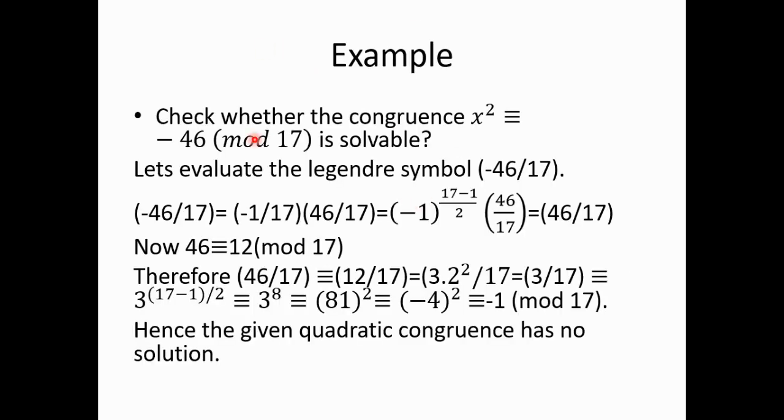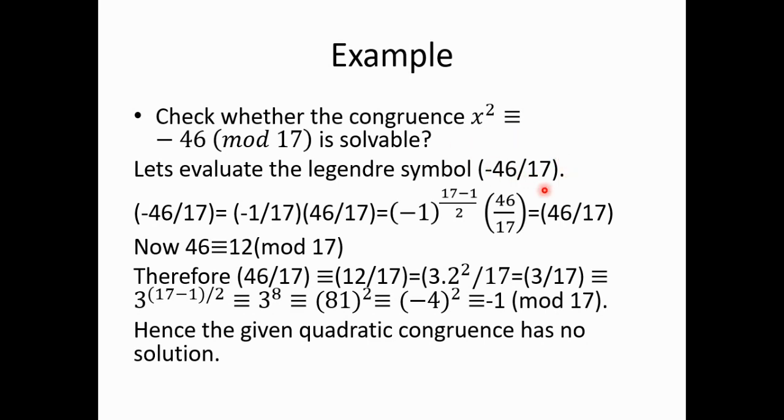Now let us see this example. We have to check whether the congruence x square congruent to minus 46 modulo 17 is solvable or not. So x square congruent to minus 46 modulo 17. That means the Legendre symbol is (-46/17). We have to calculate the value of this symbol.